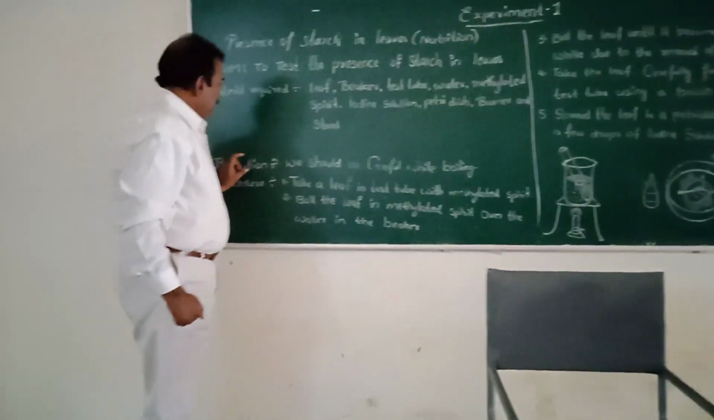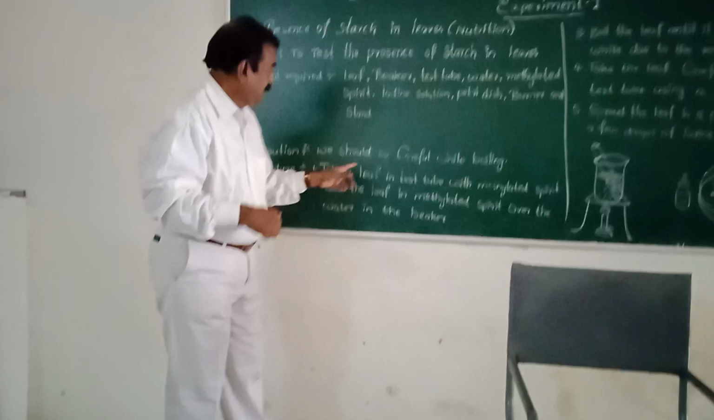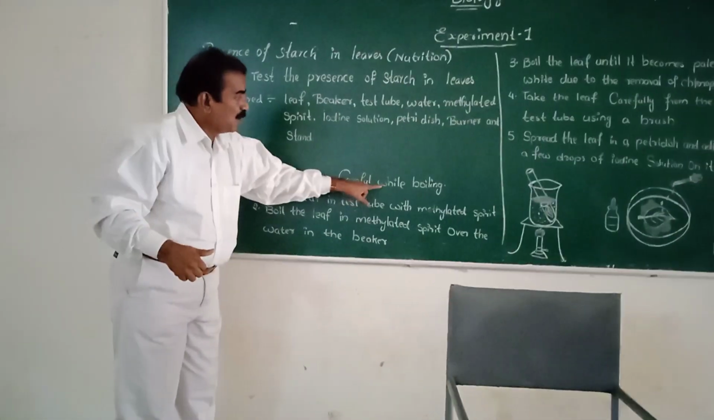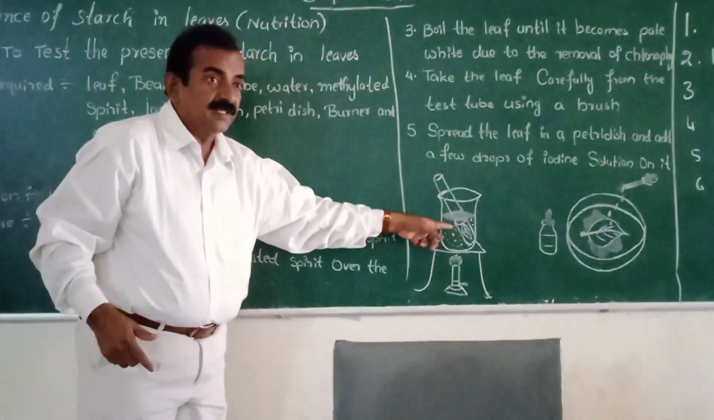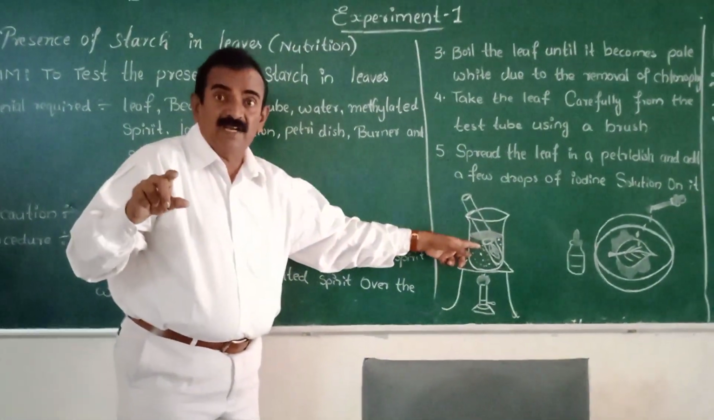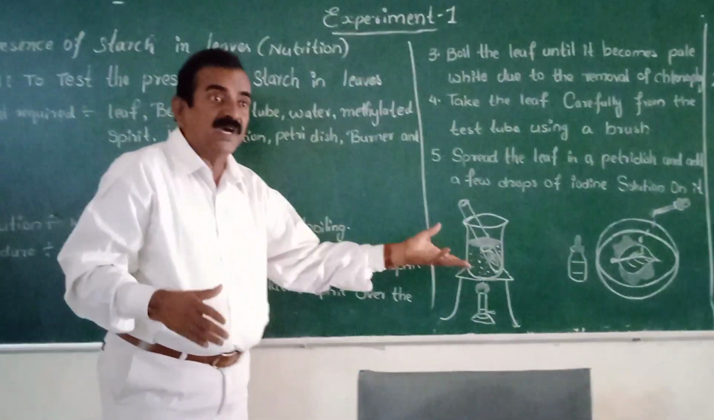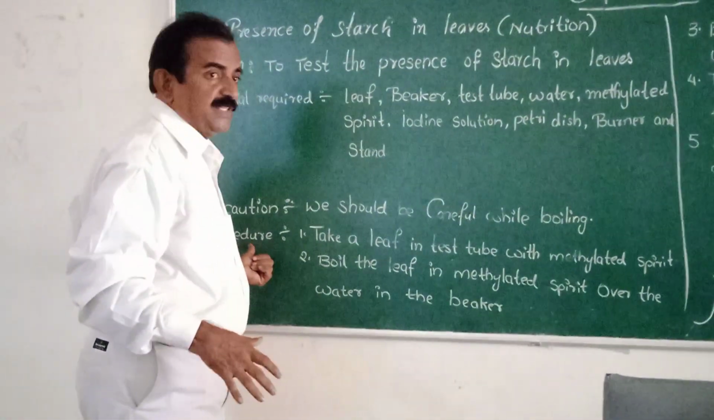And next, precautions. What precautions do we need to take while doing this activity? We should be careful while boiling the methylated spirit. At the time of boiling the spirit, we should be careful. If it falls on the skin, it may burn. So that precaution we need to take. Okay, and next we'll see the procedure.